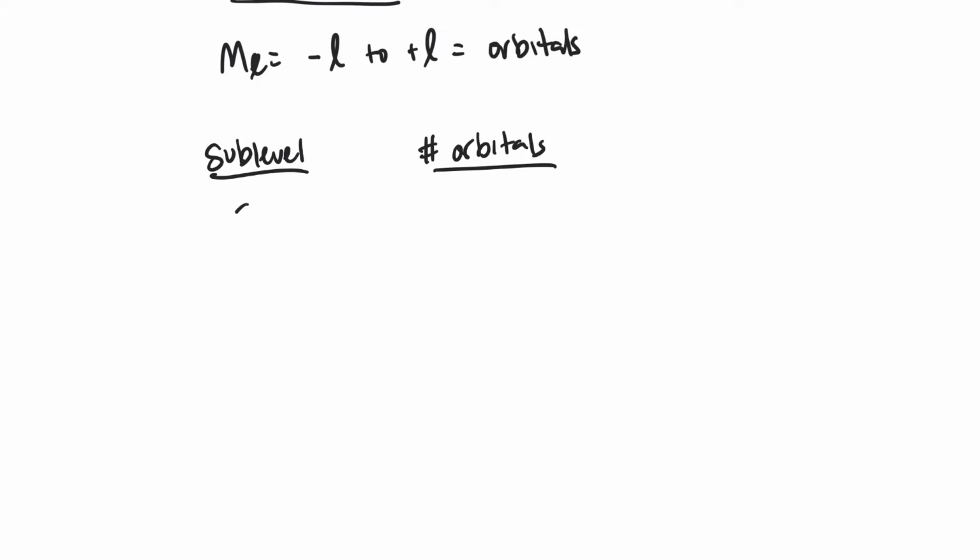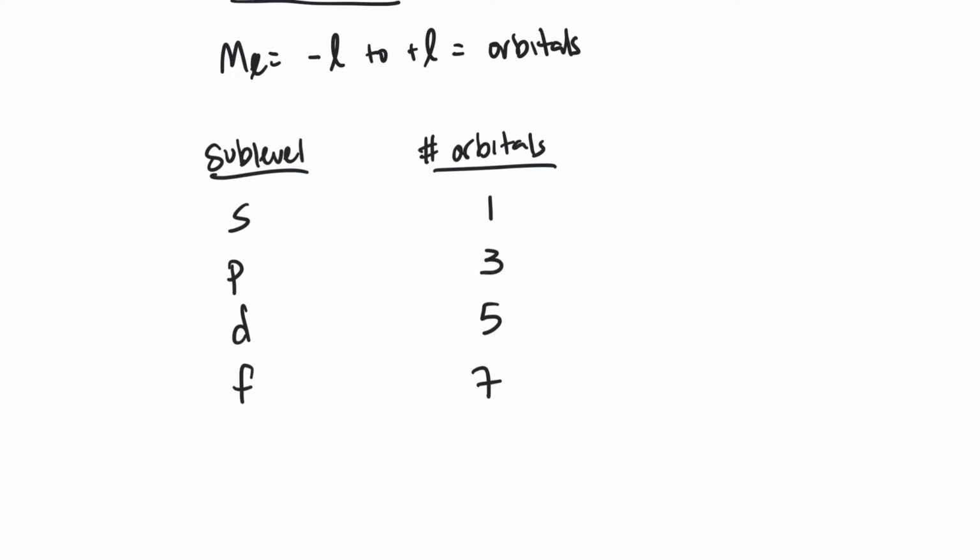All right, so we know that the S sublevel has 1 orbital. We know that the P sublevel has 3 orbitals. We know that the D sublevel has 5 orbitals. Oh, that's an ugly looking 5. Fix that. That's 5 orbitals. And we know that the F sublevel has 7 orbitals.